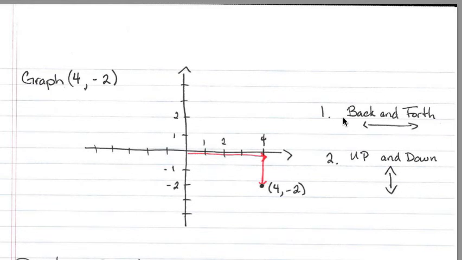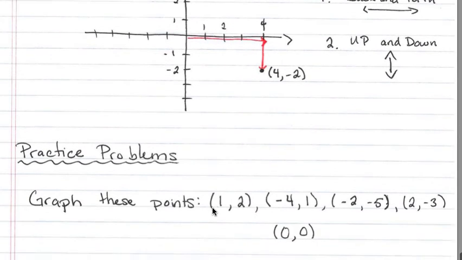But to summarize, do back and forth, then do up and down. First back and forth, then the up and down value. X, y. Now, here's some practice problems.